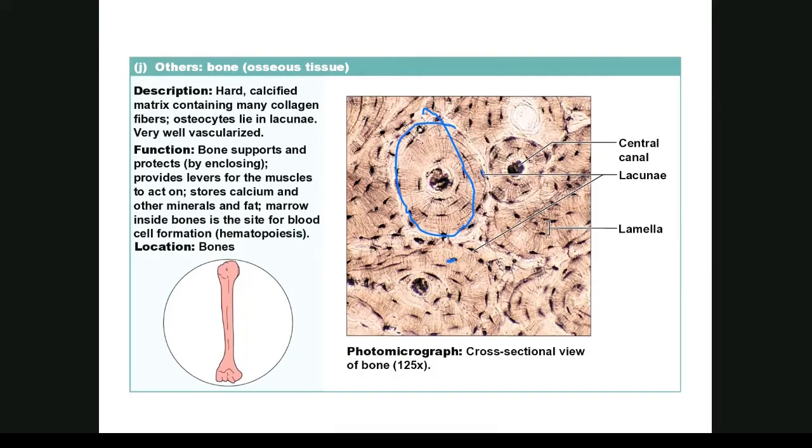I'm afraid that was a bit of a mess up on this. Okay, there now. I'm trying to outline the whole thing. Okay, and it's a hard calcified matrix. It has calcium, phosphorus, stores fat, and it's also the place where you make your red blood cells and white blood cells, hematopoiesis.